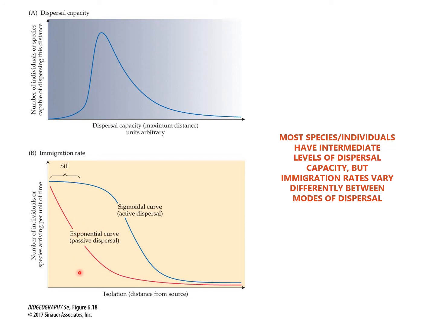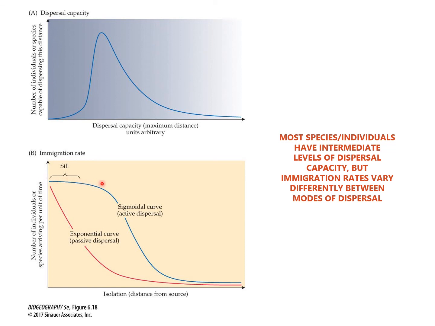And so in general, as you get away from the source location, the immigration rate tends to decrease. So you're going to get fewer individuals showing up as you get further away, but it's going to matter what type of dispersal they're using. So if you're using passive dispersal, that tends to decrease pretty consistently right away. If you move away from the source, you get a right away decrease in immigration rate. But if you have active dispersal, it sort of takes a little while.